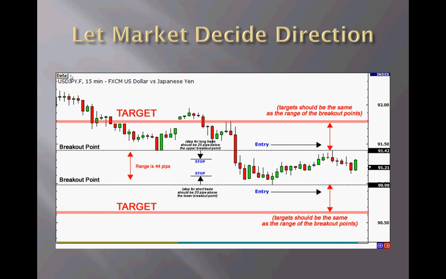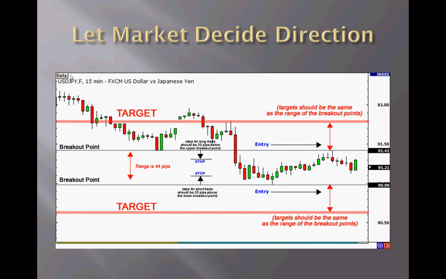The next thing you should do is take a look at the range at least 20 minutes before the actual news release. The high of that range will be your upper breakout point, and the low of the range will be your lower breakout point. Note that the smaller the range, the more likely it is that you see a big move from the news report. The breakout points will be your entry levels. This is where you want to set up your orders.